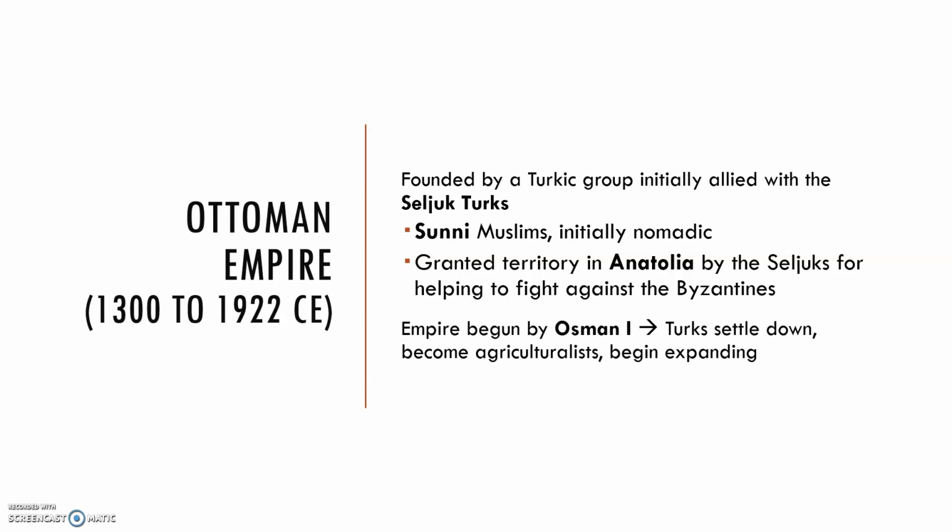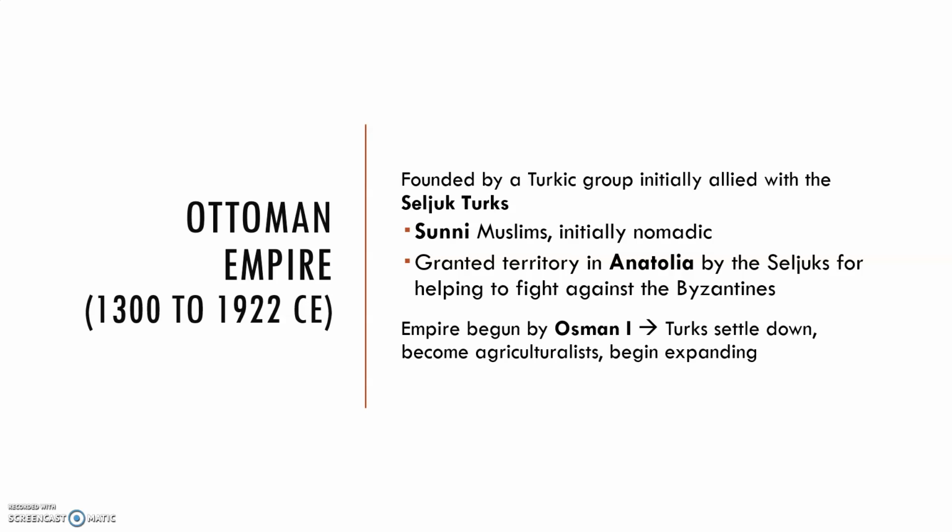So this Turkic group, initially it's just kind of a collection of family clans. The empire really begins under the rule of a leader by the name of Osman I. His name becomes slightly Latinized and adopted in Western Europe to become the foundation of the name Ottoman. So Osman is the root for Ottoman. I know it doesn't sound like it, but just take it on faith, it does.